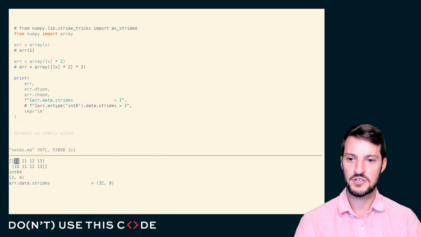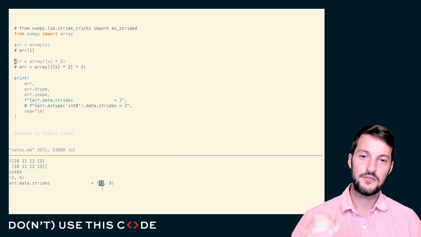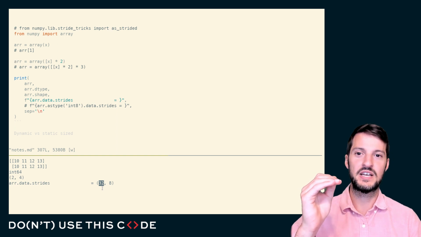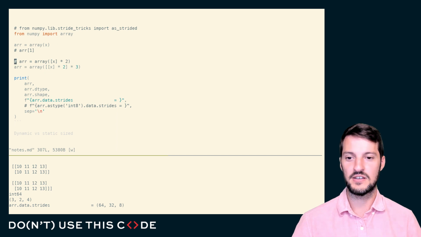So in order to go from our value of 10 to our value of 11 in memory space, we need to skip 8 bytes. This first number here, however, is how to get from one row of my NumPy ndarray to the next. And so we can actually broadcast, or we can align this up.